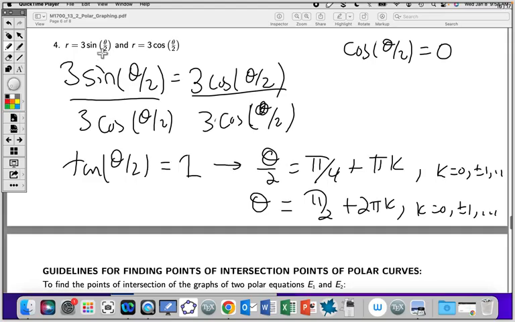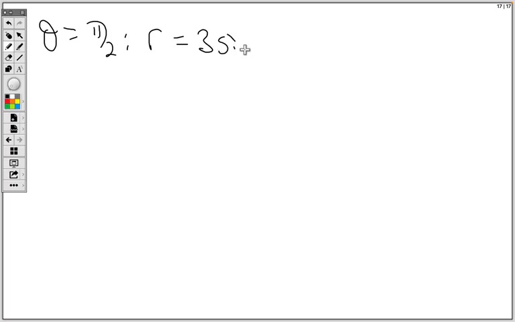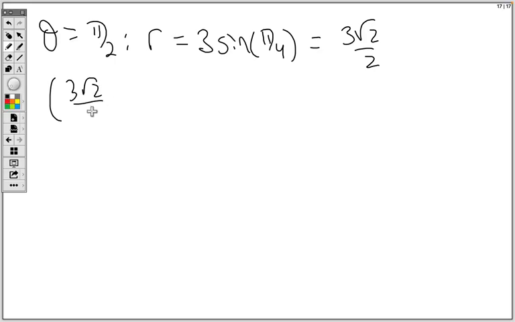All right, so if I plug in the values here, let's see what I get. When theta is pi over 2, it doesn't matter which one I plug these into. When I take pi over 2 divided by 2, I get pi over 4. 3 sine of pi over 4, that'd be 3 square root of 2 over 2. So one intersection point I'm getting from this is 3 root 2 over 2, comma, pi over 2.